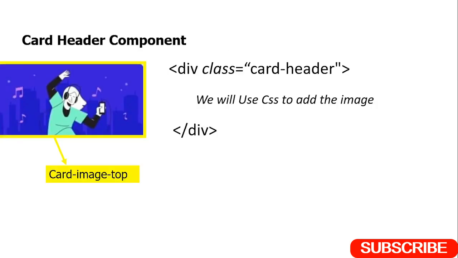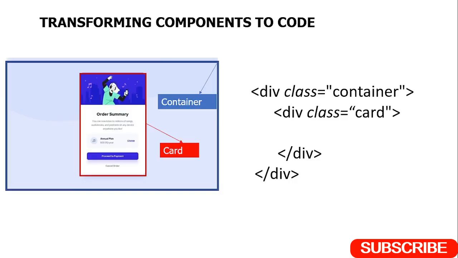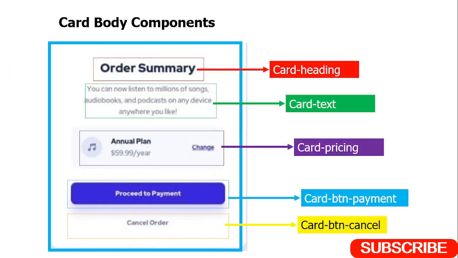So the coding challenge we are having, I want you to look at this, right? The card body component. This is the card body component. Try to assimilate how you would extract this into code, right? For instance, you have the card body. So I expect someone to write, for instance, a div with a class card body.